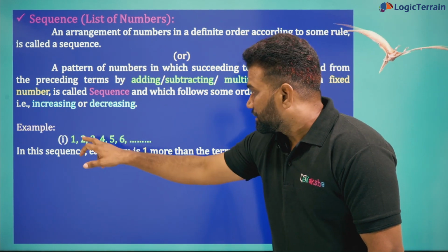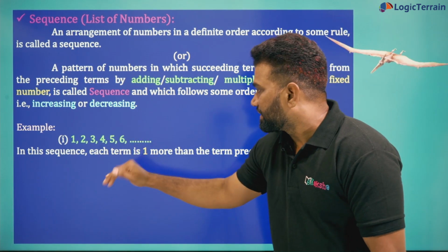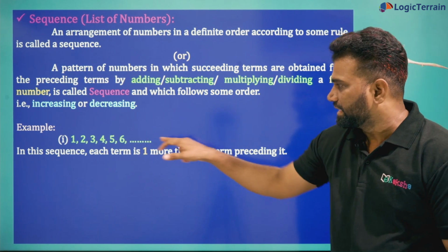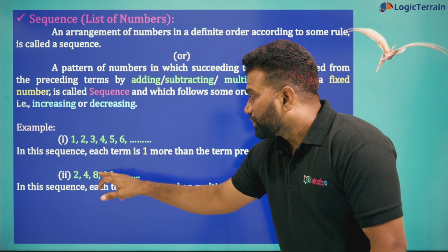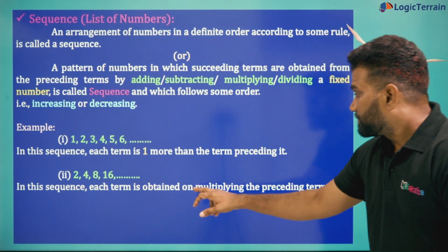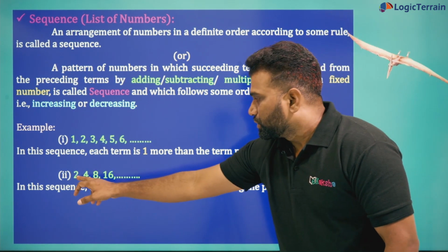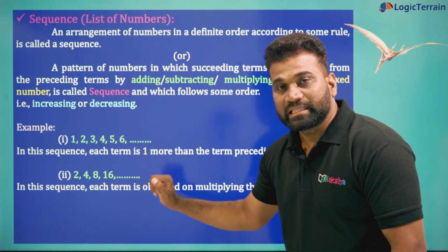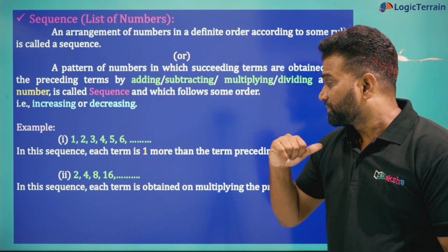Here are some examples of sequences. First example, you can see 1, 2, 3, 4, 5, 6 and so on. In this sequence, each term is one more than the term preceding it. You can clearly see that. Second example, 2, 4, 8, 16 and so on. In this sequence, each term is obtained on multiplying the preceding term by 2. You can see 2 times 2 is 4, 4 times 2 is 8, 8 times 2 is 16, and next you will get 16 times 2, 32 and so on, right?